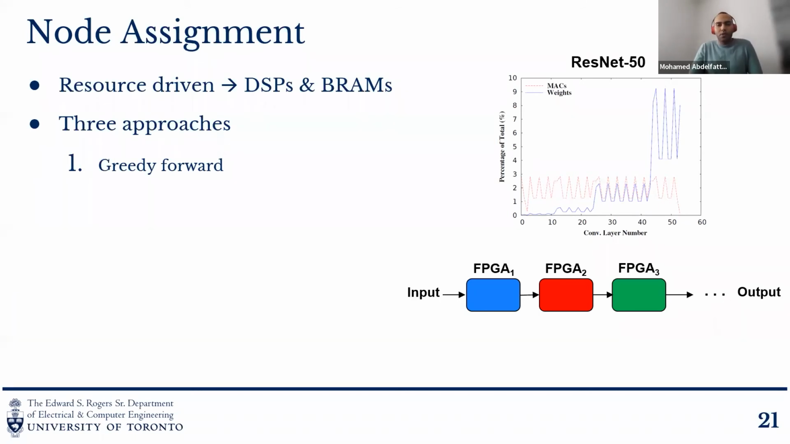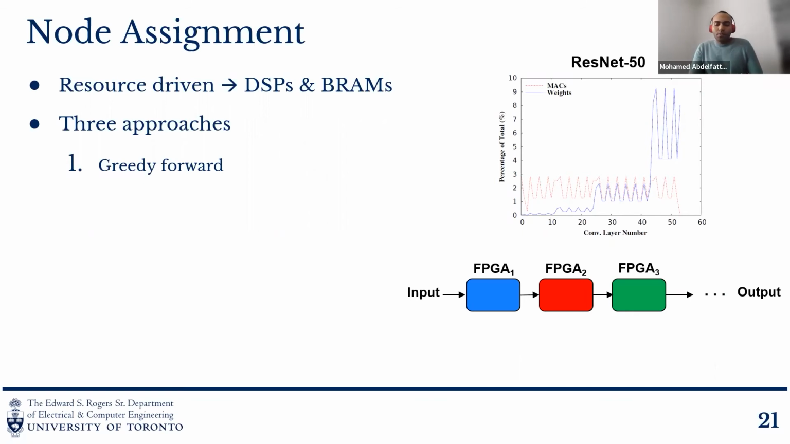How do we decide which layers go in which FPGAs? Our partitioner is resource driven, mainly driven by the number of DSPs and VRAMs that each layer consumes. And we have 3 approaches for that. If you look on the right, we can see a ResNet 50 graph that shows each convolution layer and how many multiply accumulates and weights it requires, how much compute and how much memory it requires.